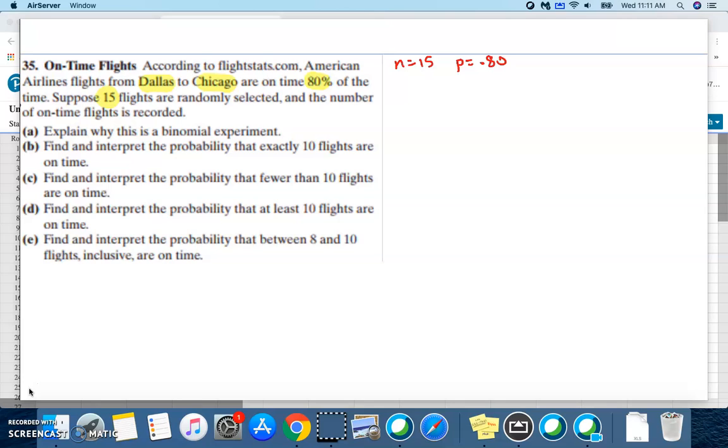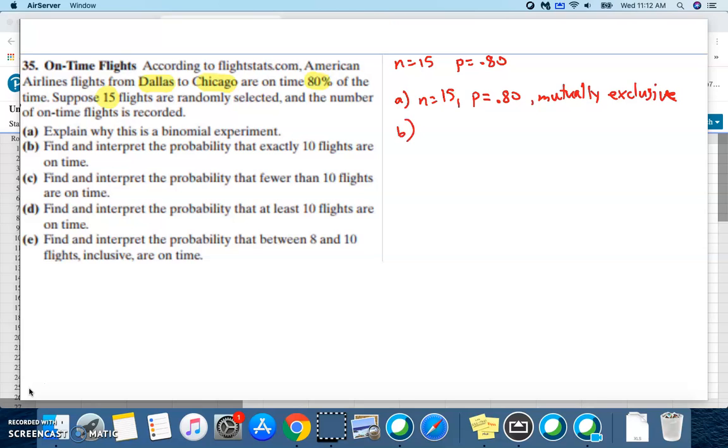Okay, they are definitely independent because they're randomly selected, and mutually exclusive because we have success or failure, either on time or you're not. And so that would be part A. Why is it binomial? We have a fixed number, n equals 15. We have a probability of success, and we've got mutually exclusive outcomes, success or failure, on time or not.